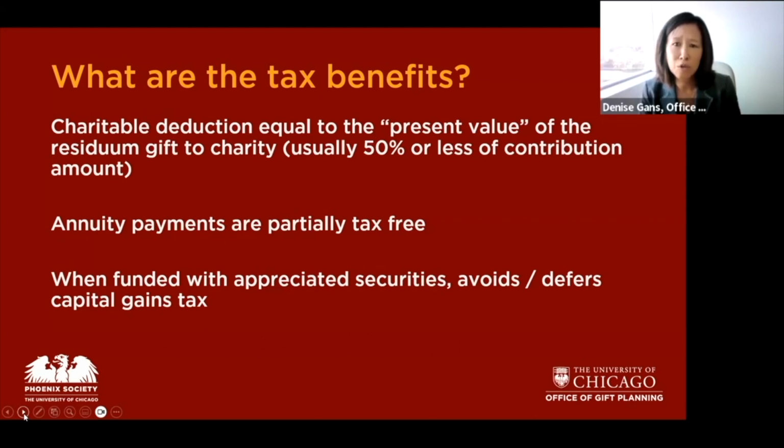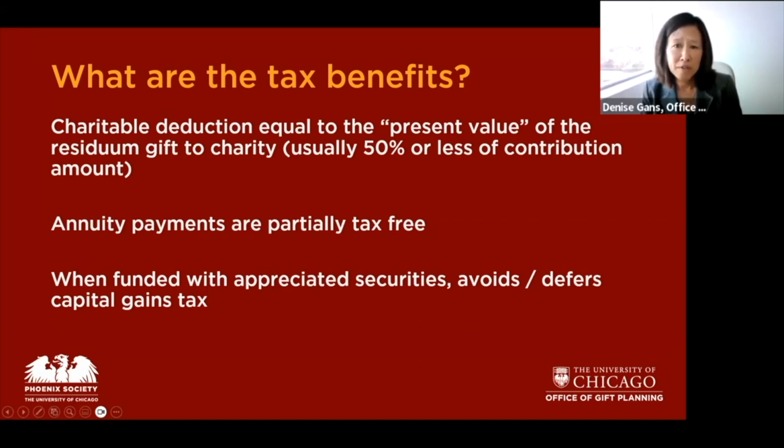The deduction usually works out to be about 50% of the donor's contribution. Sometimes it's less, but it's generally about half of what is contributed to the annuity that a donor is able to take as a charitable deduction in the year of the establishment.